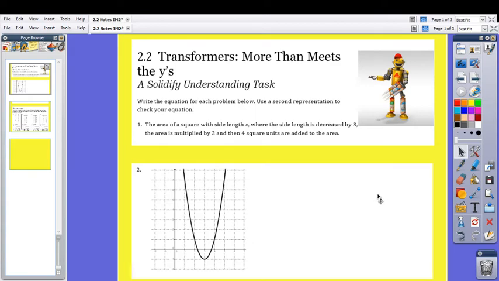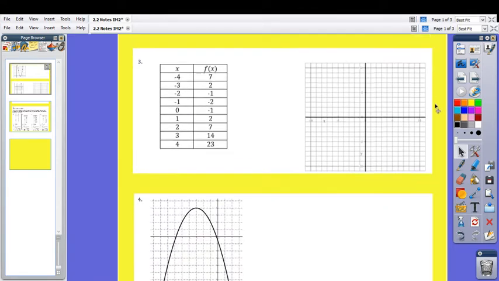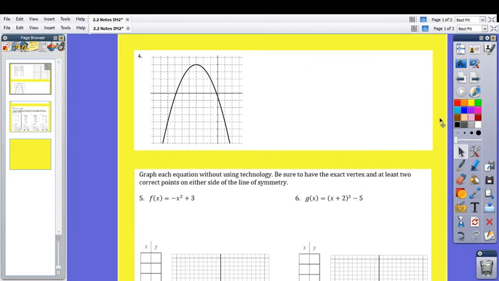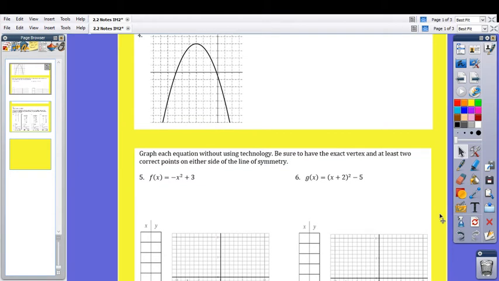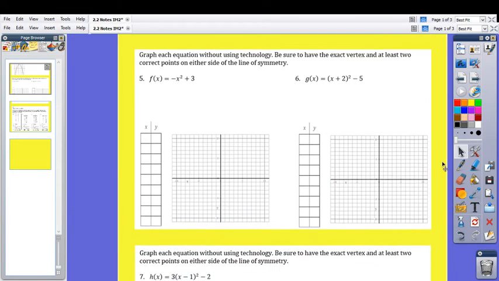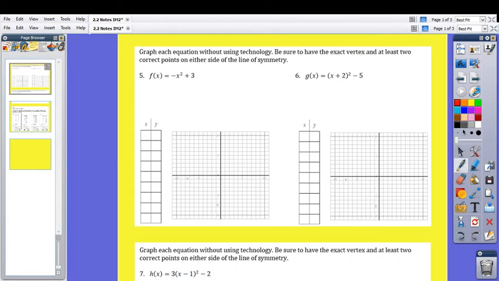All right, students, let's continue our 2.2 where we are graphing the quadratic equations, and we are trying to find out the different transformations that are happening. So far we figured out how it stretches or shrinks, or how it goes left and right and up and down. Okay, so let's do the next one, and it says graph each equation without using technology, so no calculator.